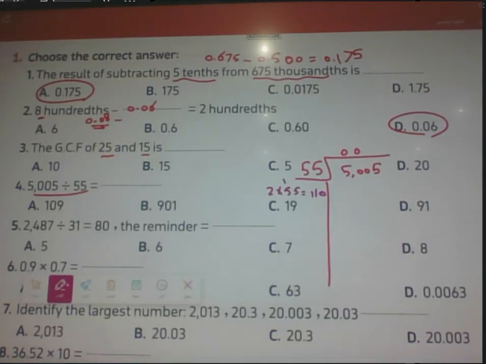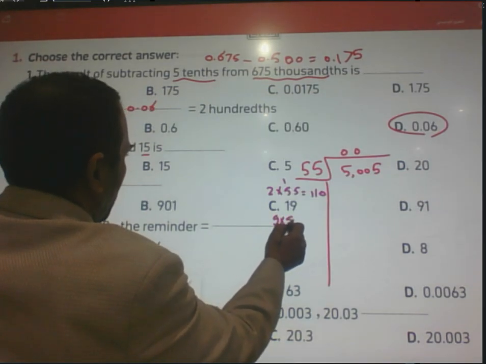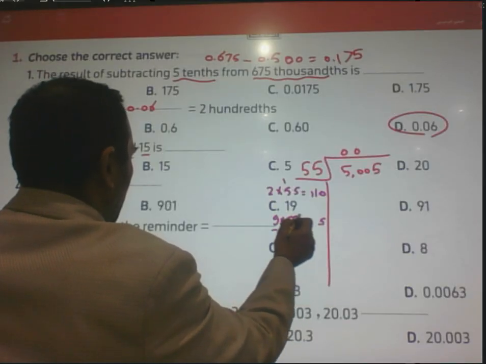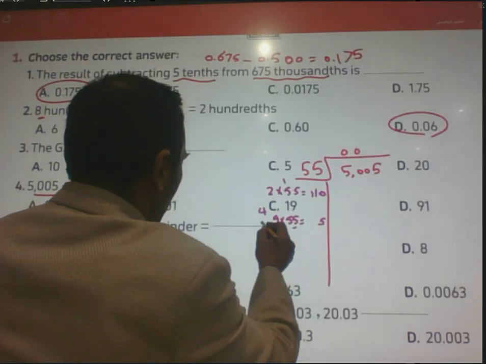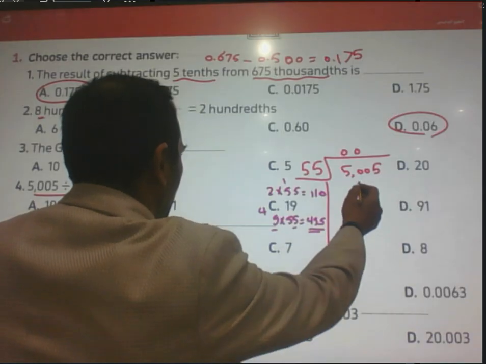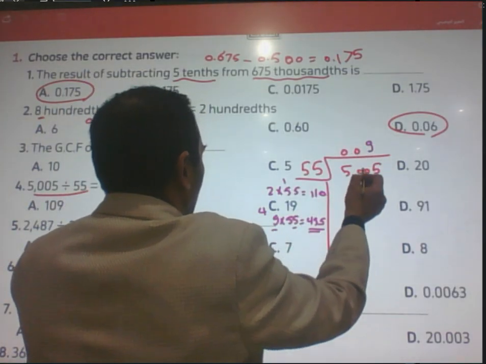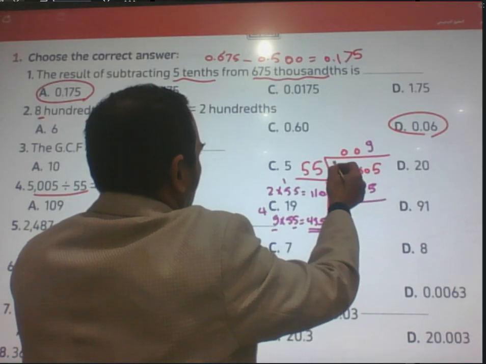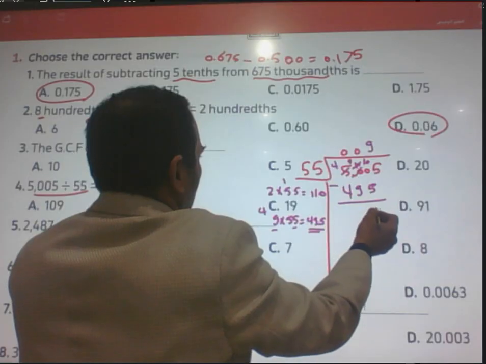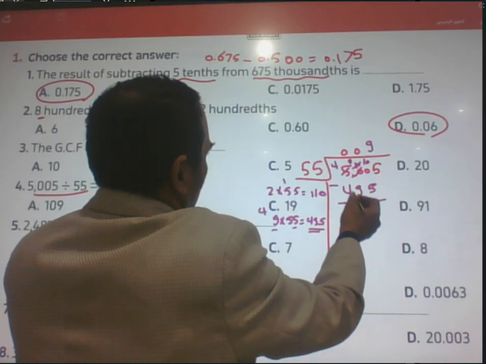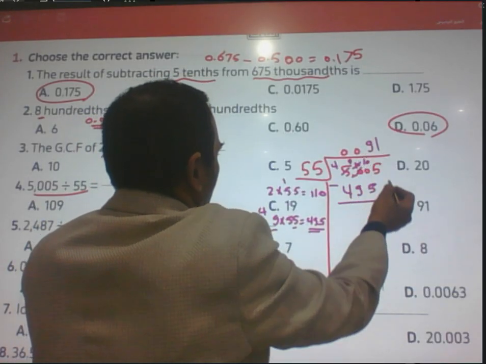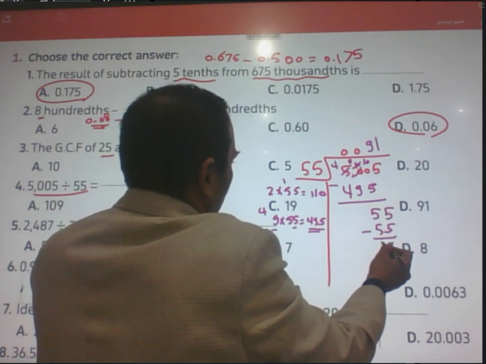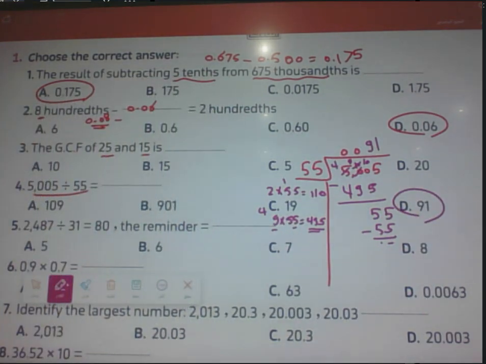Understood? 5005 divided by 55. We have double zero here, and we can also choose 9 times 55. 5 times 9 is 45, write 5 and carry 4. 5 times 9, 45, plus 4 is 49. This number is nearest to 500. Then we write 9 in the quotient and 495 below. Then find the difference: 0 minus 9, we borrow, 10 minus 9 is 1, and 10 minus 5 is 5. 9 minus 9 is 0, 4 minus 4 is 0. 55 divided by 55 equals 1. 1 times 55 equals 55. Then the answer will be letter D here.